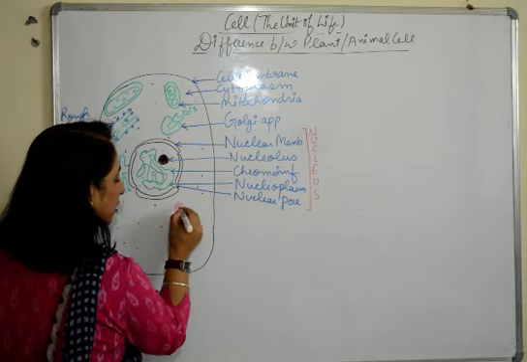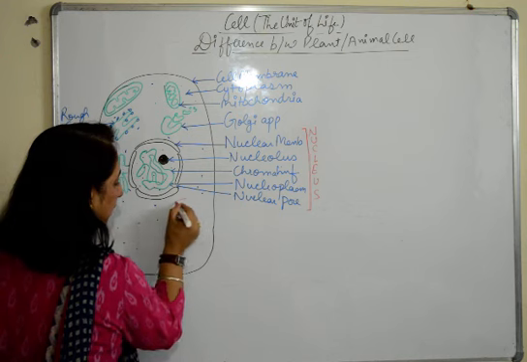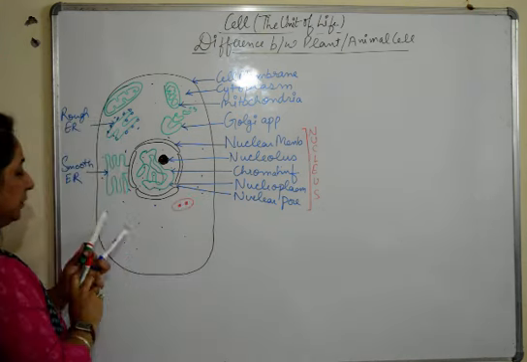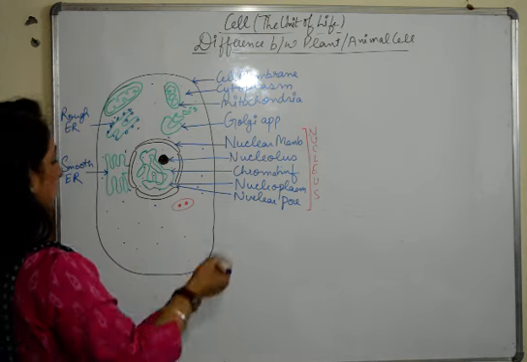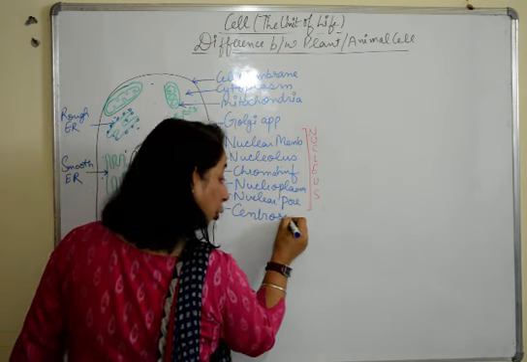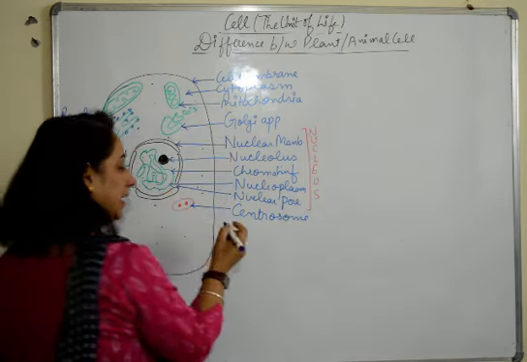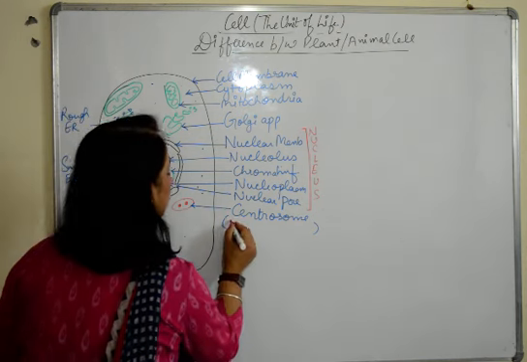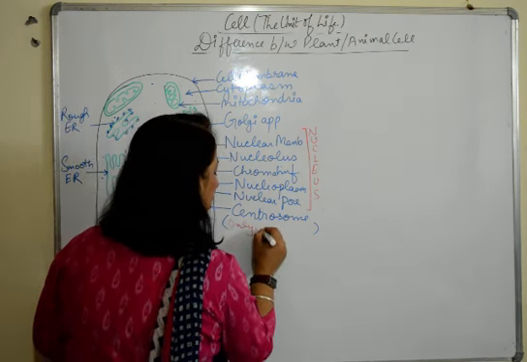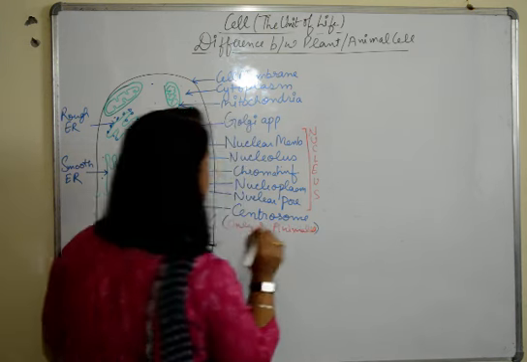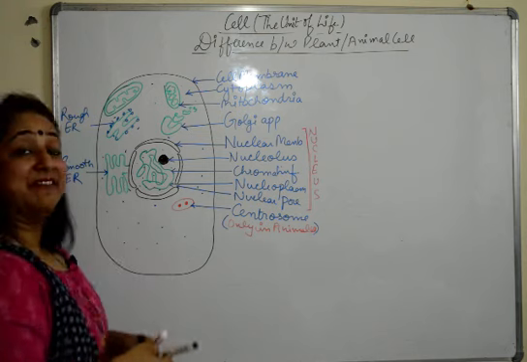Centrosome does not have a proper shape. It's just, if a shape has to be made, I'll just make it like this. It has these two centrioles present in between. So this is a centrosome. Along with it, I'll write here only present in animal cell, because we are doing the differences. Only in animal cell. Okay?